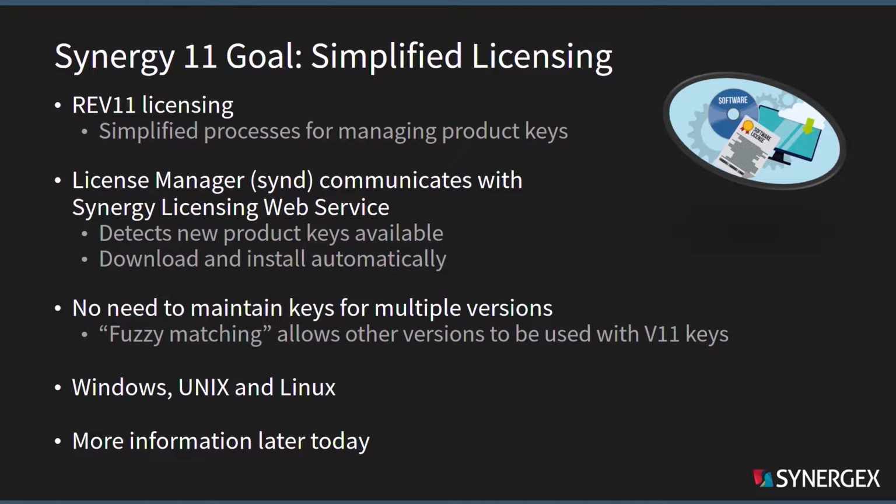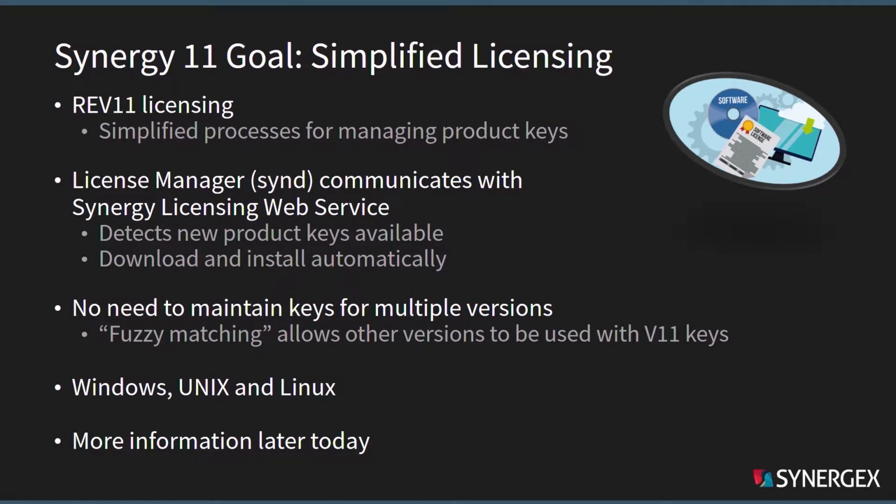But essentially, in the 30,000 foot view, it's a simplified process for distributing and managing your product license keys on most of our platforms apart from the OpenVMS platform. So what essentially happens is your license manager now has the ability and will in fact communicate with our Synergy licensing web service up in the cloud, and that is a new mechanism for obtaining, downloading, and installing license keys. And the ultimate goal is to simplify your life in terms of not having to reinstall annual keys for subscriptions and not having to reinstall keys to change the number of users and things like that. We'll talk a lot more detail about it later on.